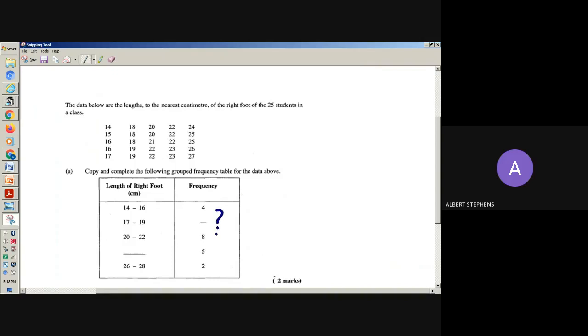What would go right here, sir? 6. All right, let's check it. That's 1, that's 2, that's 3, 4, 5, 6. Yes. Would you agree, class? All right. What about this one?